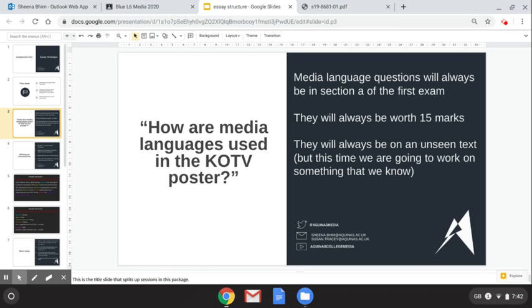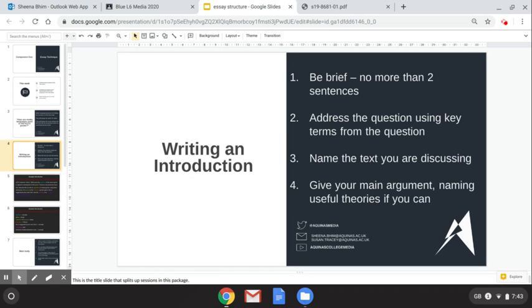But just for the purposes of this exercise, to see how well you've remembered Kiss of the Vampire and the theory going forward, we're going to work on something that we know. It also perhaps makes you feel a little bit more confident if you're just tackling one set of unknowns, like the essay structure, rather than two, an essay structure with something you'd never seen before. So that's the reason we're doing it this way.